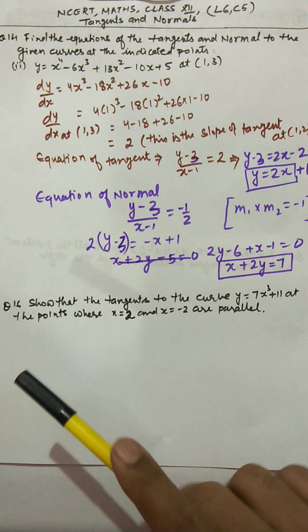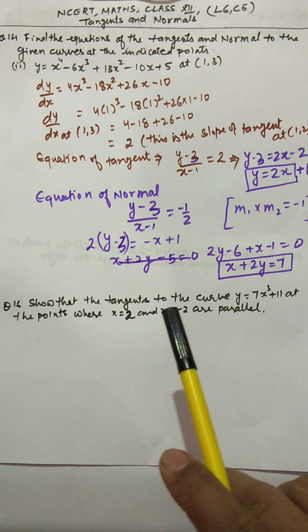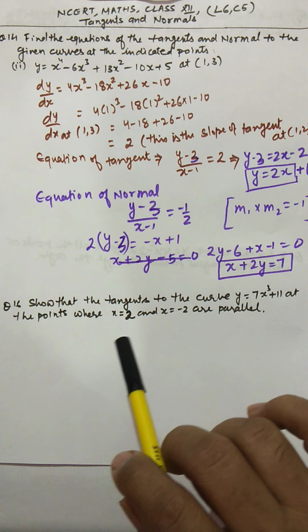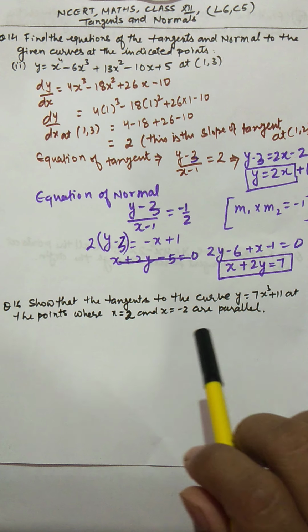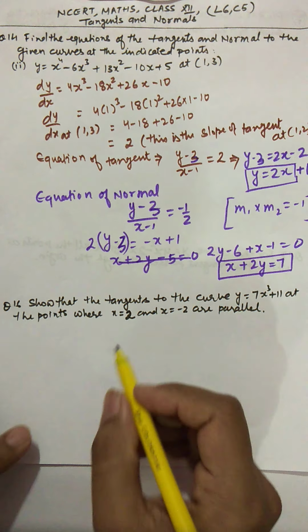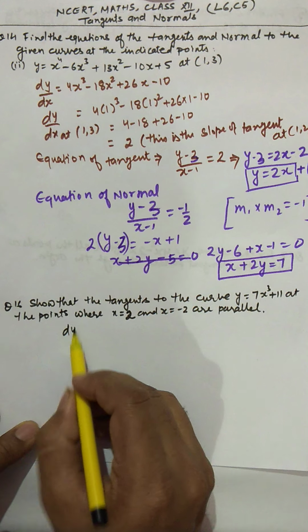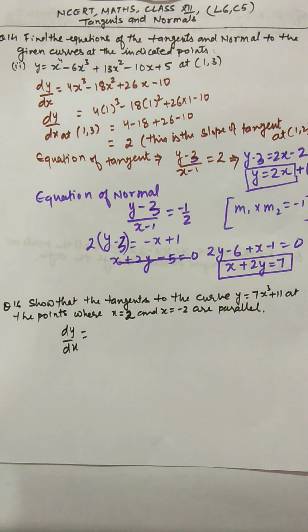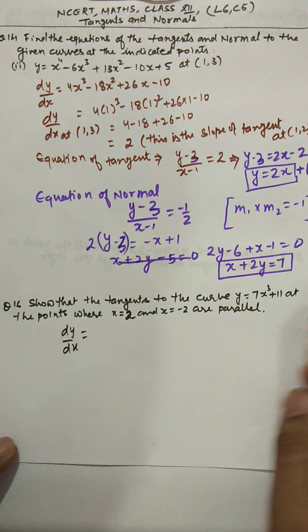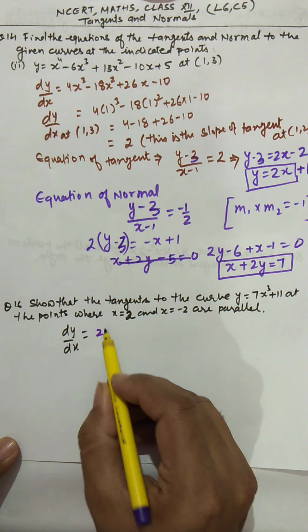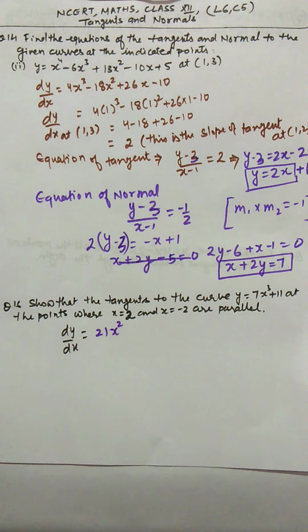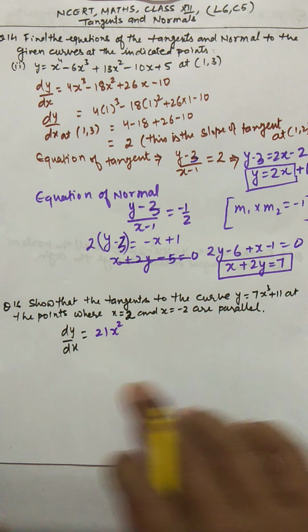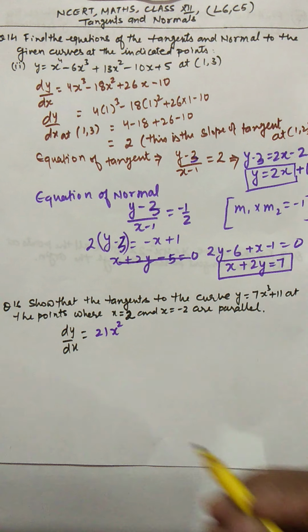Now question number 16 is, show that the tangents to the curve y equal to 7x cube plus 11 at the points where x equal to 2 and x equal to minus 2 are parallel. So first we'll find dy by dx. We are finding dy by dx to get the slope of the tangent. So this will become 7 threes are 21x square, and the differentiation of 11 will be 0. So this is the slope of your tangent.